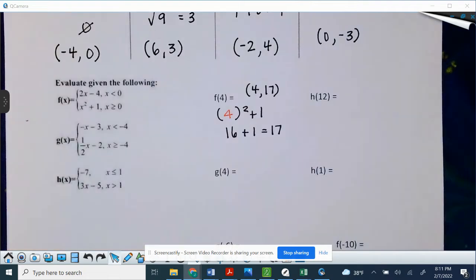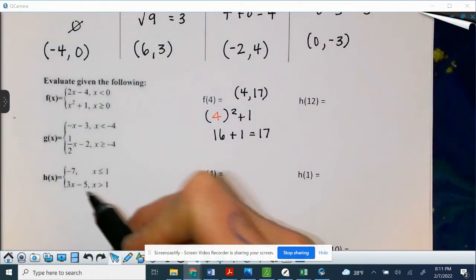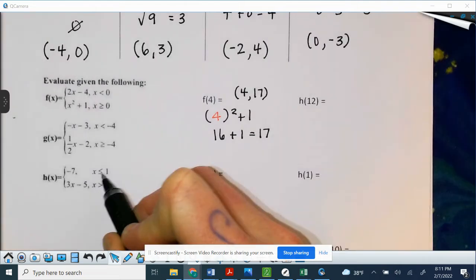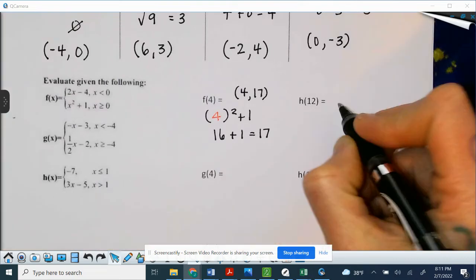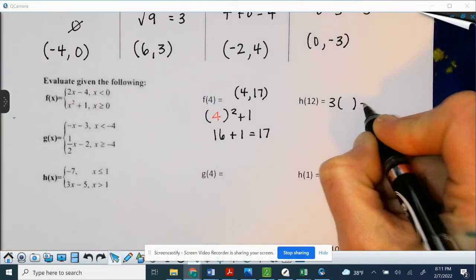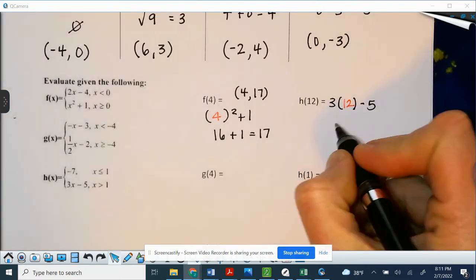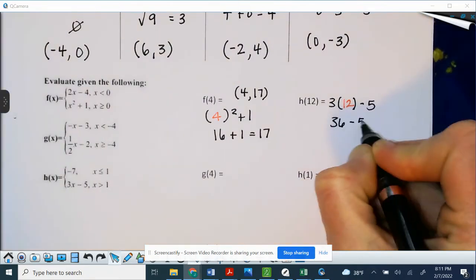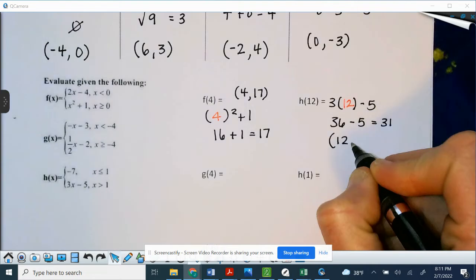All right, so then Hilda, 12. So we're going to go down here to Hilda. Is 12 less than or equal to 1 or greater than 1? 12 is greater than 1, so we're going to use 3 times our x value minus 5. And in this case, we want our x value to be 12. So 3 times 12 is 36, minus 5 is going to give us 31. So when x is 12, y is going to be 31.